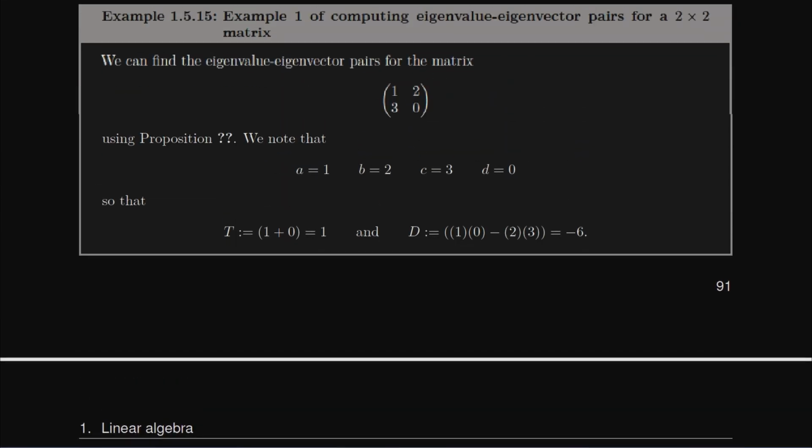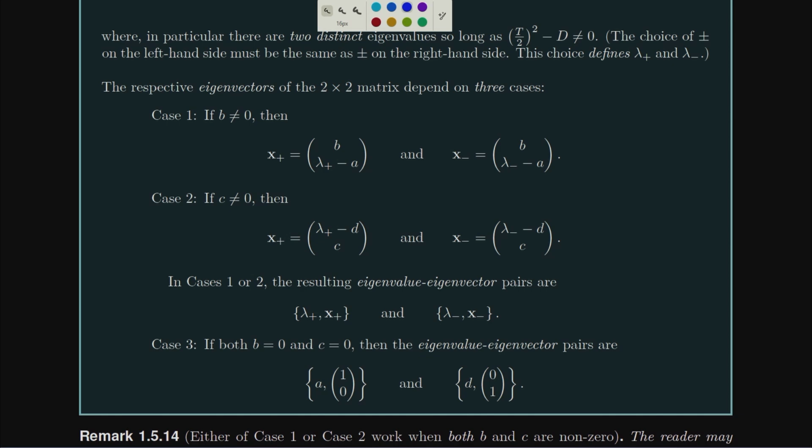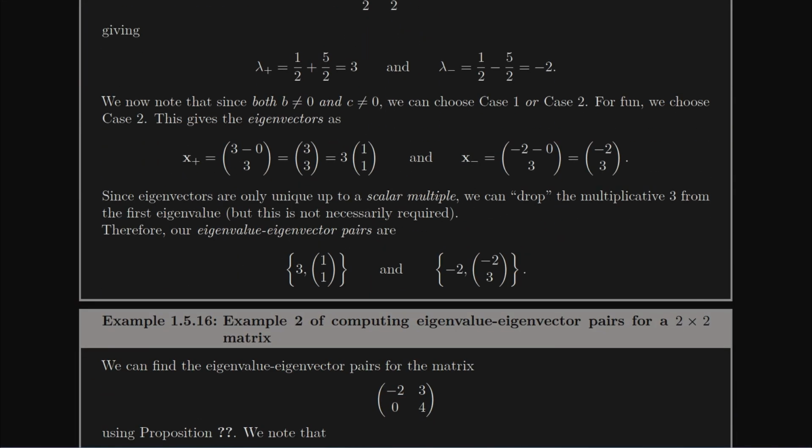As I said before, because both b and c are non-zero, we can use either case 1 or case 2. They will still provide eigenvectors, no matter which one we choose. We're just going to go ahead for fun and choose case 2. So case 2 is saying x plus is lambda plus minus d over c, and x minus is lambda minus minus d and c. Here is lambda plus minus d, and then the entry in c. So even though we have 2 3's, one of the 3's is lambda plus and the other 3 is c. And then x minus will be lambda minus, which we decided was negative 2, minus d, and the second entry will still be c. So our two eigenvectors are 3 times negative 1, 1, and negative 2 times 3.